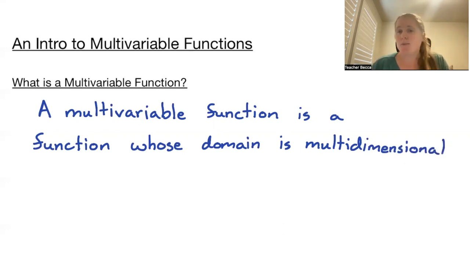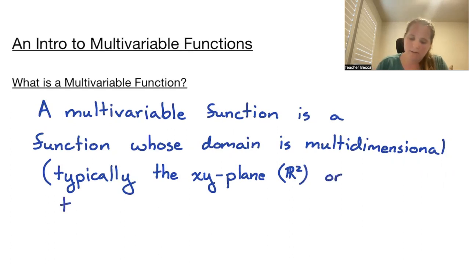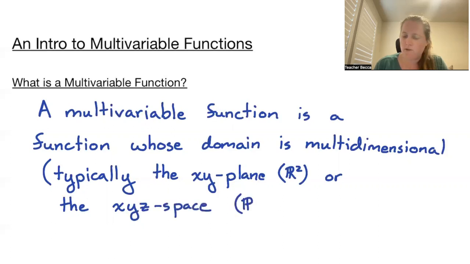So typically you're going to be going from either the XY plane or the XYZ space. So the domain is typically the XY plane, which is known as R2. It's the real numbers times real numbers, or the XYZ space, which is usually known as R3.